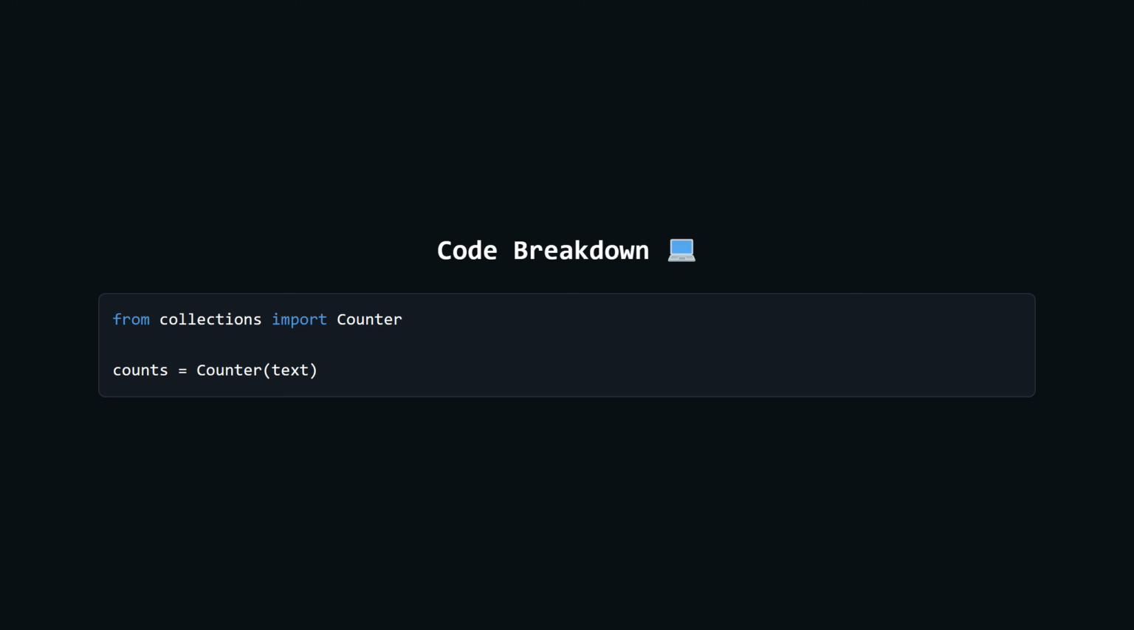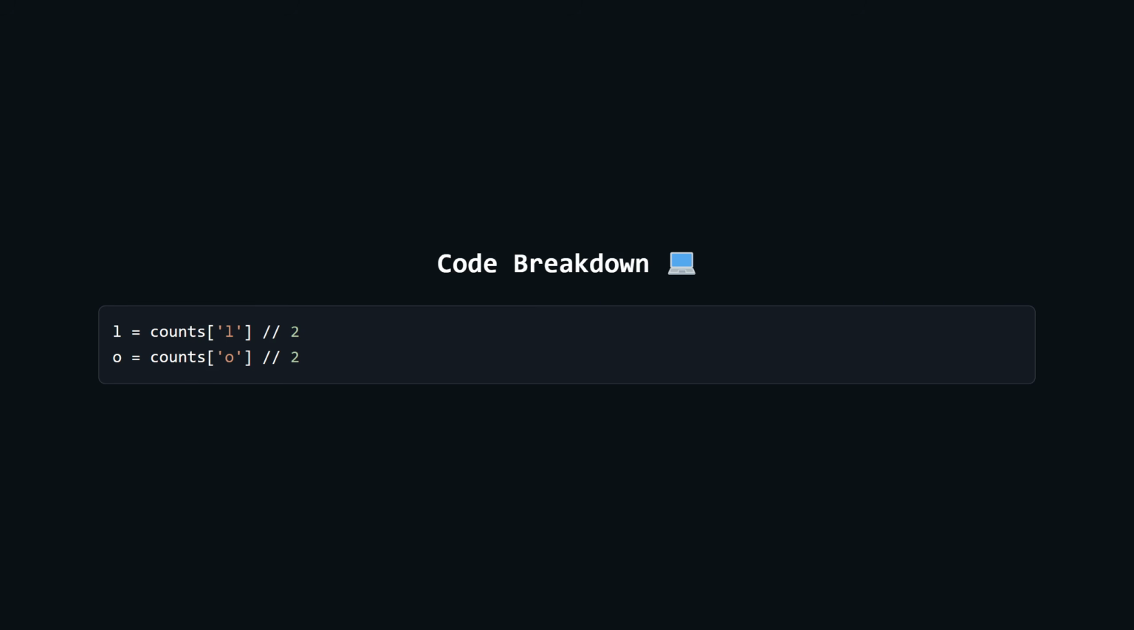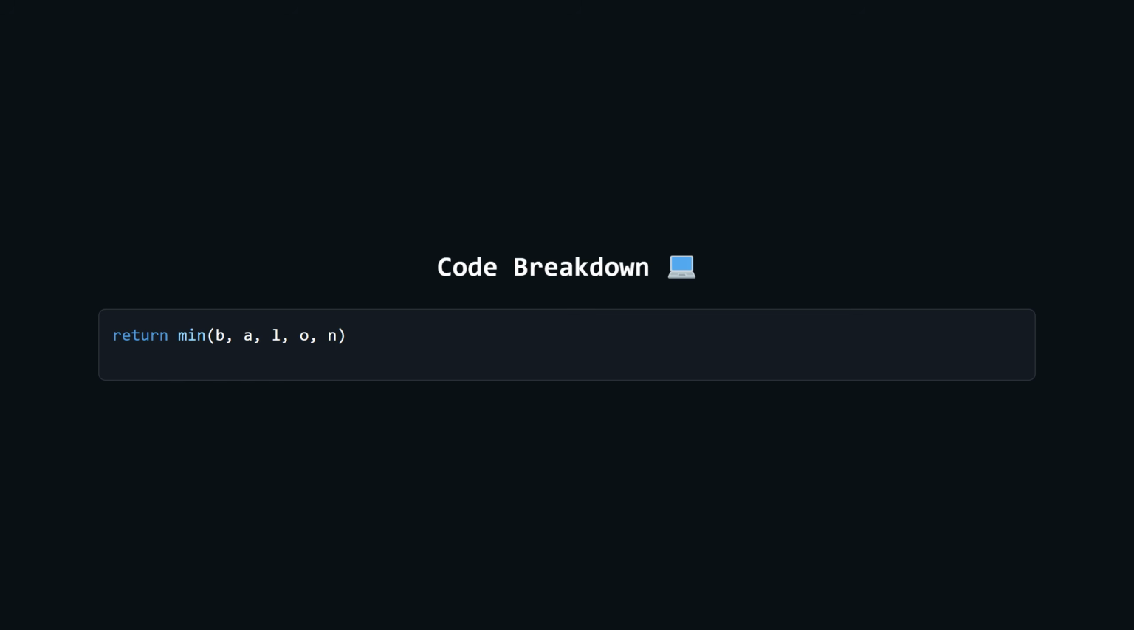Let's look at the Python code. We can use a built-in counter tool to easily get the frequencies of all the letters in the text all at once. Then we grab the raw counts for the letters B, A, and N. Notice that for L and O, we use integer division by 2. If we have 3 L's, that is only enough for one word, so 3 divided by 2 gives us 1. Finally, we just return the smallest of those 5 numbers. That is our bottleneck, and the maximum number of words we can form.